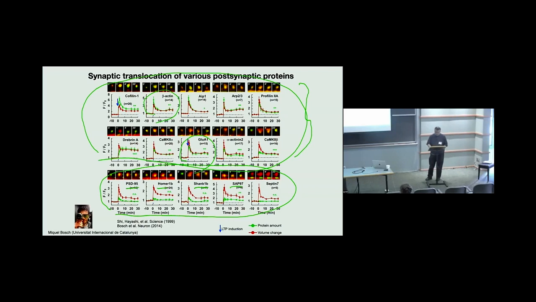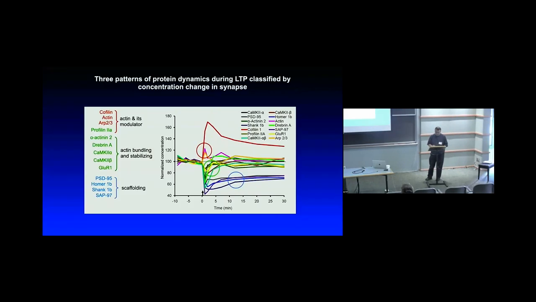Among these proteins, we are interested in one particular protein, Kavli. This is basically concentration change, which was calculated by green signal divided by RFP, red signal. You can see only Kavli increases its concentration after LTP induction, and this occurs for a long time.